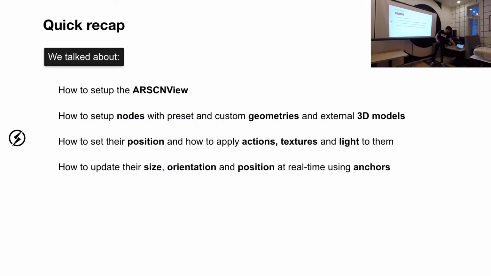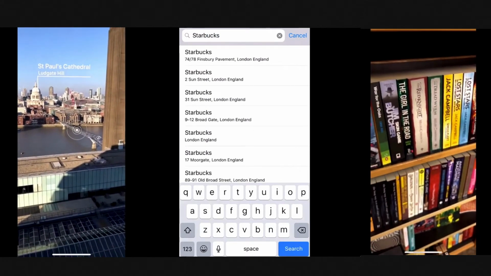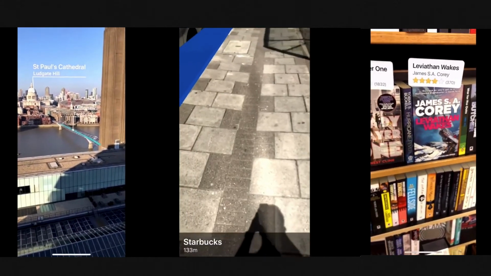So we set up the scene view, we set up nodes, we pass the geometries and external 3D models, we set their position, we apply actions, textures, and light, and we updated their size, orientation, and position using anchors. These are some examples of what you can do with ARKit.